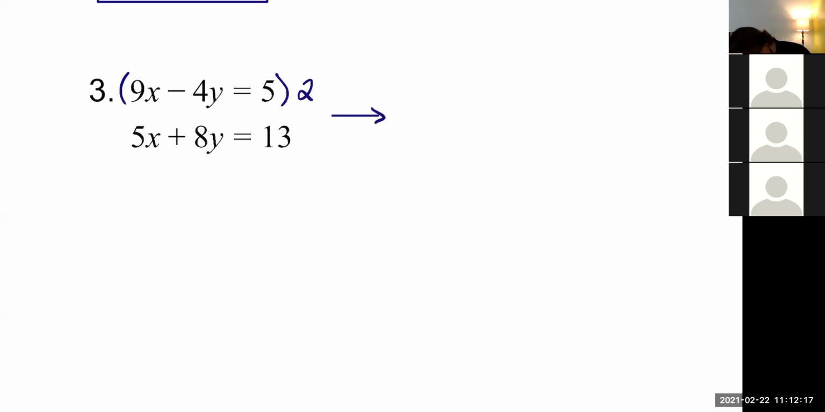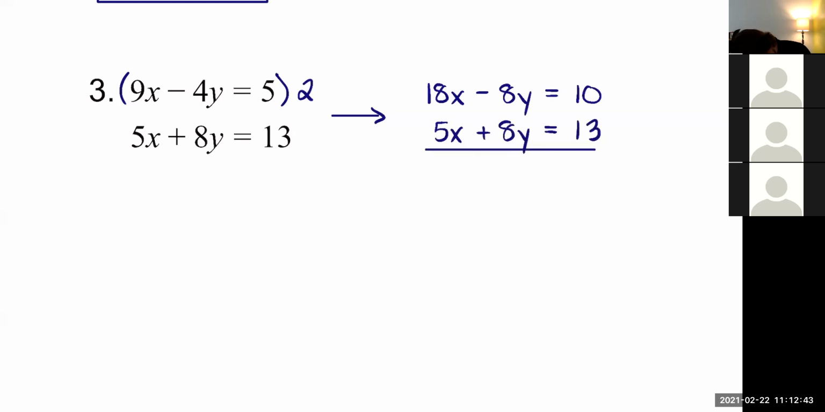Because now my top equation, multiplying the 2 all the way through, is going to give me an 18x minus 8y equals 10. I got away with not changing the bottom one, so that one stays 5x plus 8y equals 13. When I add them together, the 18x plus the 5x is going to give me 23x. The negative 8y plus 8y eliminates. Bring down my equal sign.